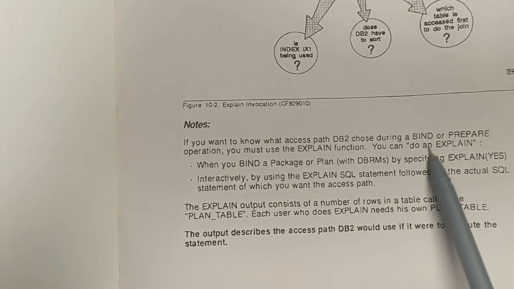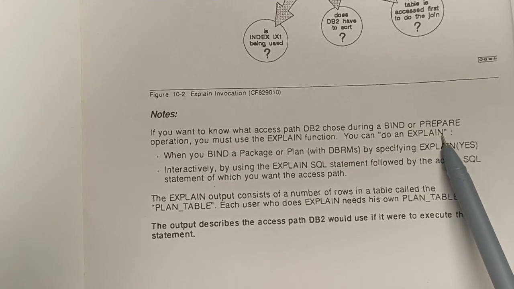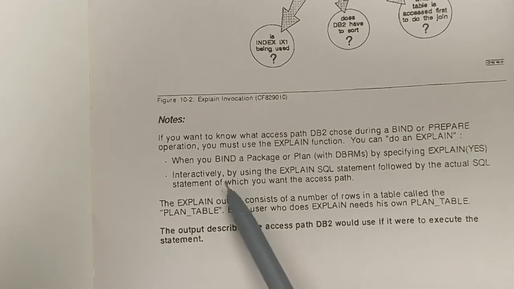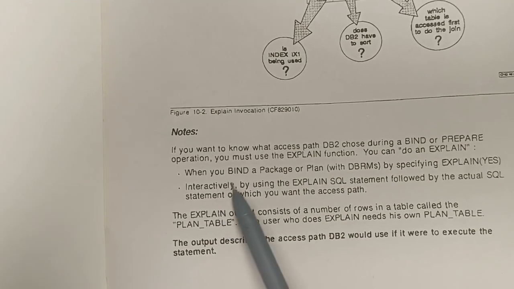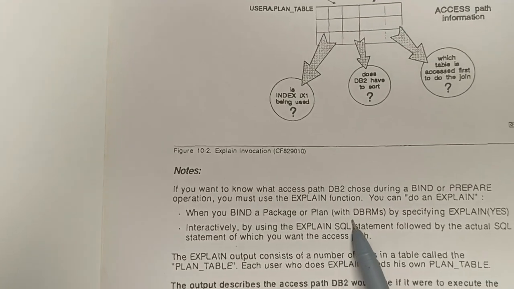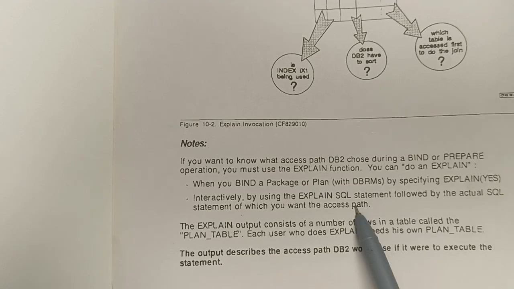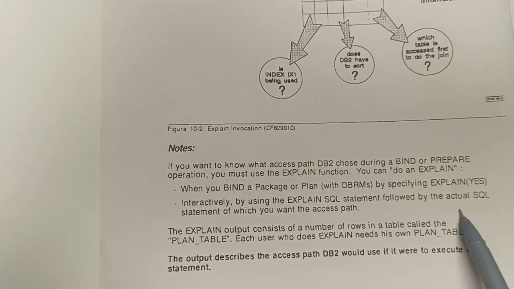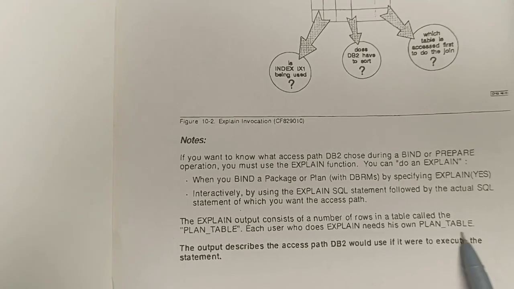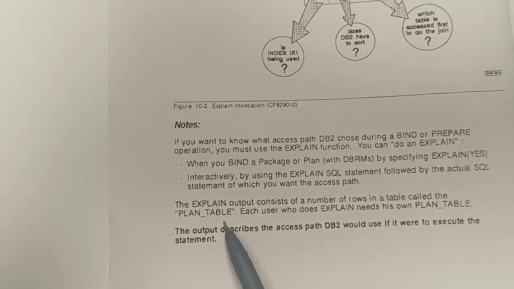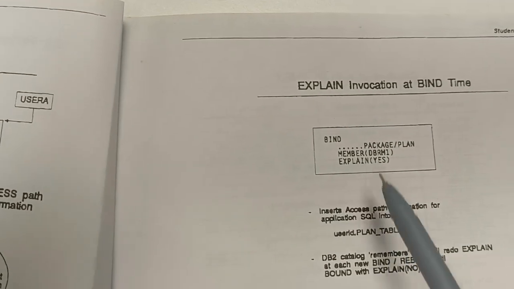If you want to get the access path, then we use bind, or we have to use the PREPARE option, which we will discuss under dynamic SQL. What is the PREPARE statement? You must use the explain function there. As I said, while doing bind we have to use BIND EXPLAIN(YES). Another way is by invoking SQL through SPUFI. Through SPUFI also we can run the explain function, but the output has to be stored in the PLAN_TABLE. This is the plan table, and it will store the explain output.